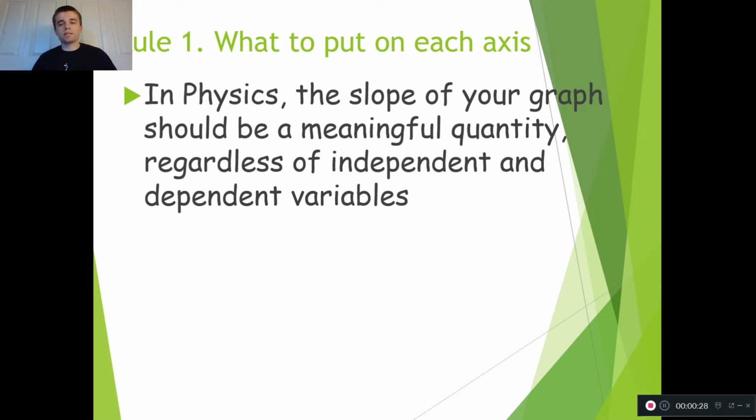And in physics, we do it a little bit different. We don't really care about which one's the independent and which one's the dependent variable. We want the slope of our graph to be a meaningful quantity. And what this means is basically we have to pick our axes such that whenever we take the slope of our line, they give us what we want.